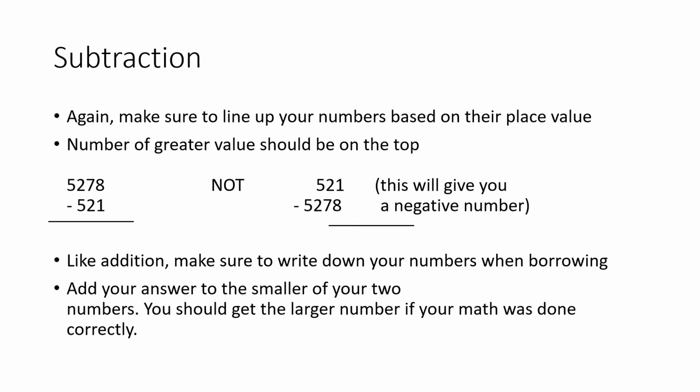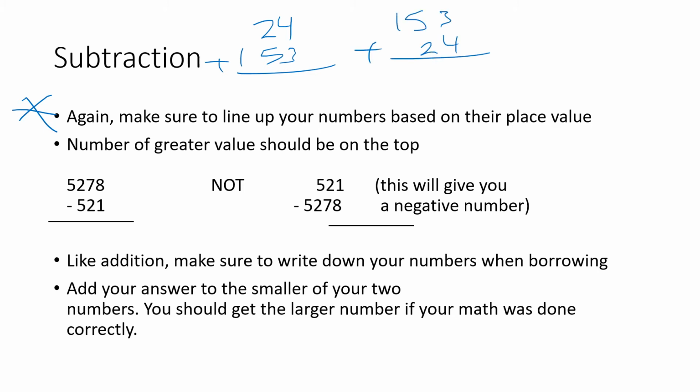Okay, how about subtraction? Again, make sure that you line up your numbers based on their place value. In addition, it didn't matter which number was on top or which one was on the bottom. Both 24 plus 153 and 153 plus 24 were both legitimate problems. Both of them are going to get you 177.